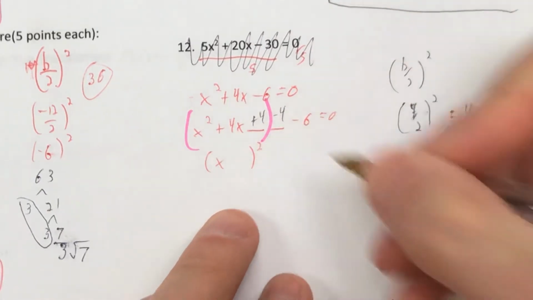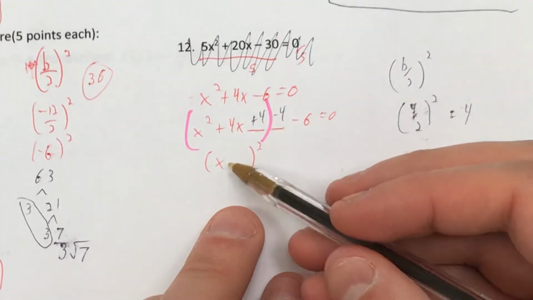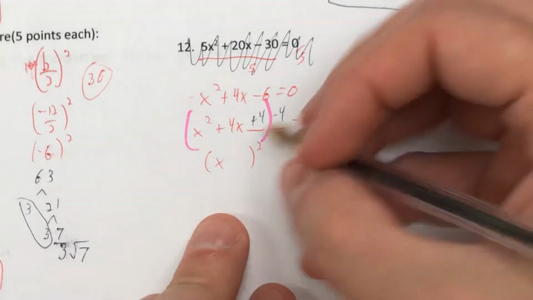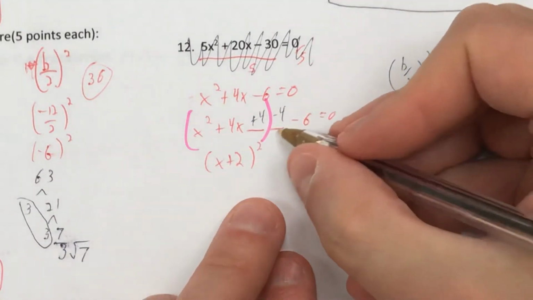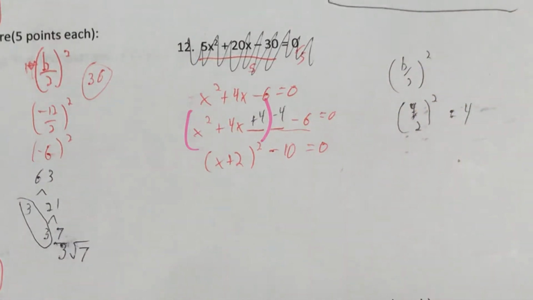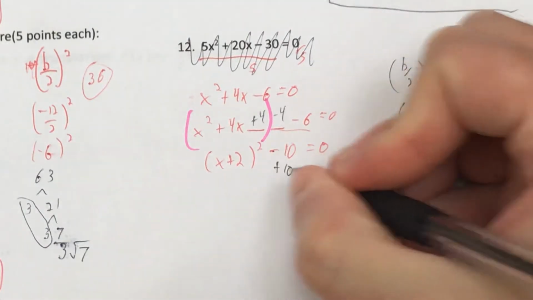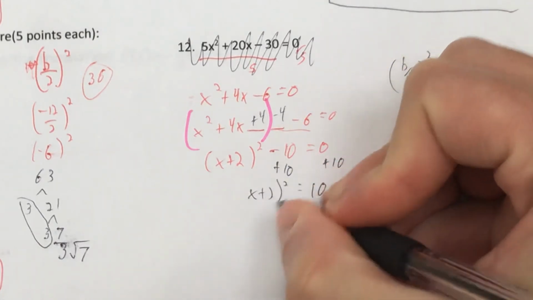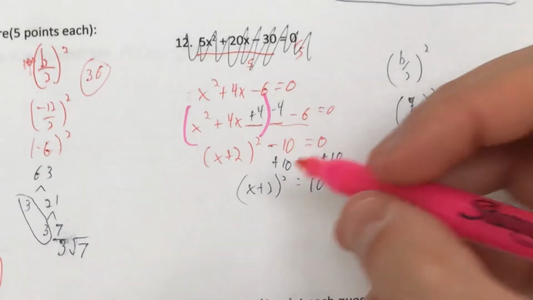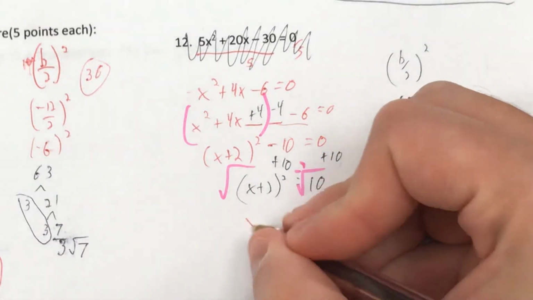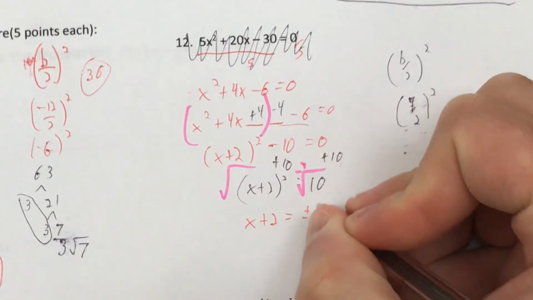So then what multiplies to 4 and adds up to 4? Hint, it's the same number twice. You got it, it is 2. And these together make minus 10. So then you would add 10 to both sides. To get 10 equals x plus 2 squared. Square root both sides with a plus or minus. And get x plus 2 equals plus or minus the square root of 10.